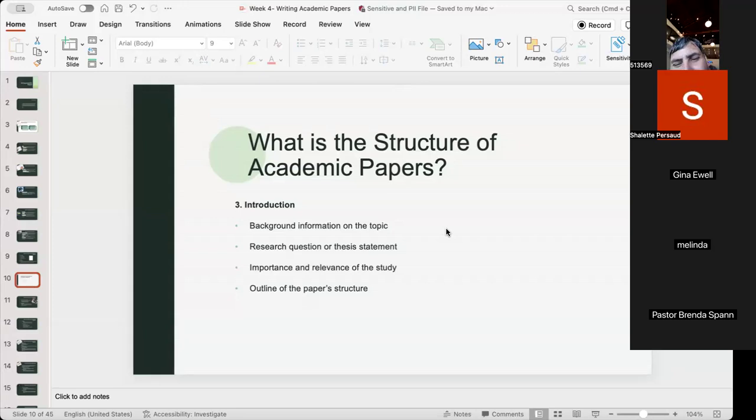Or it has a research question. In our case, we've been using thesis statements. So it also includes a thesis statement. And why is this paper that you're writing important or relevant to what we're learning or what you're discovering? How is it important to you? How is it important to maybe your church or your school or whatever the case might be? And you might have a brief outline of how the paper is going to be structured.